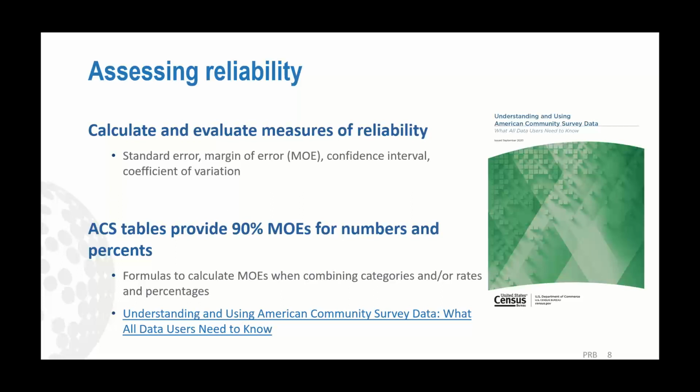When using the ACS tables, it's very likely that you'll need to calculate a rate or combine different categories of numbers together in order to get the estimate that you need. So the Census Bureau does provide formulas for how to calculate standard errors when you're aggregating or calculating rates, and they have formulas for these different scenarios. One place for you to find those formulas is in the Data User Handbook called Understanding and Using American Community Survey Data, what all data users need to know.